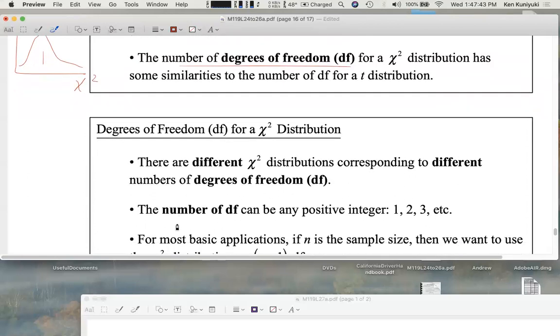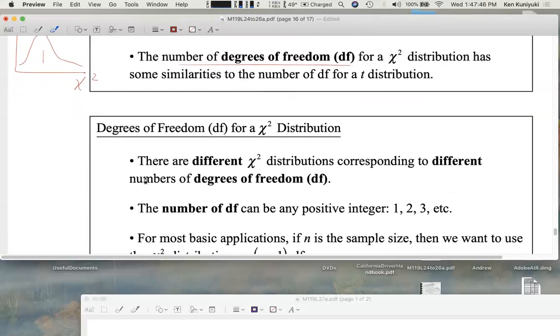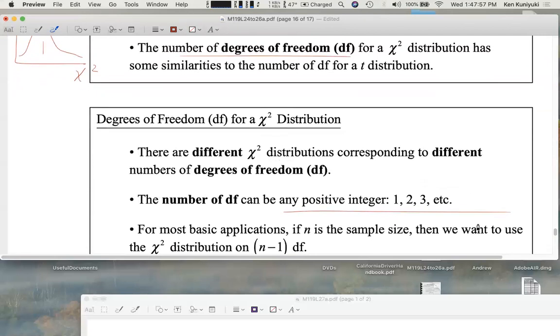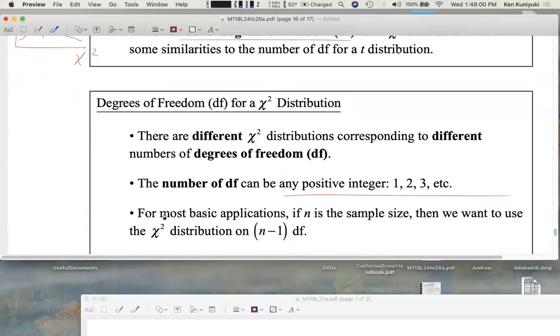Before we get to the differences, let's talk more about degrees of freedom. All right. Again, different chi-square distributions corresponding to different numbers of degrees of freedom. The number of df can be any positive integer, 1, 2, 3, and so forth. Again, like for the t's, for most basic applications, if n is the sample size, then we typically want to use the chi-square distribution on n-1 degrees of freedom. So for example, if the sample size n is 10, then we want to use the chi-square distribution on 9 degrees of freedom. Okay, just like for a t distribution. And the z distribution did not have any degrees of freedom.